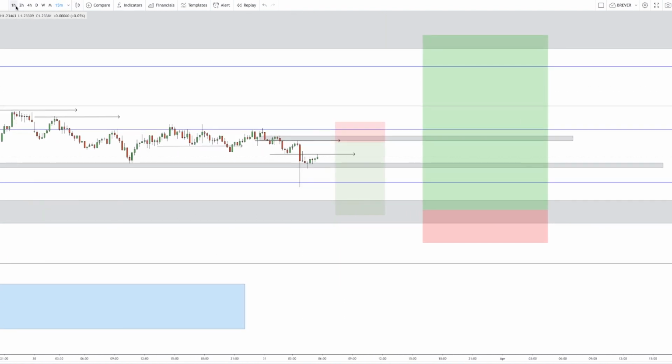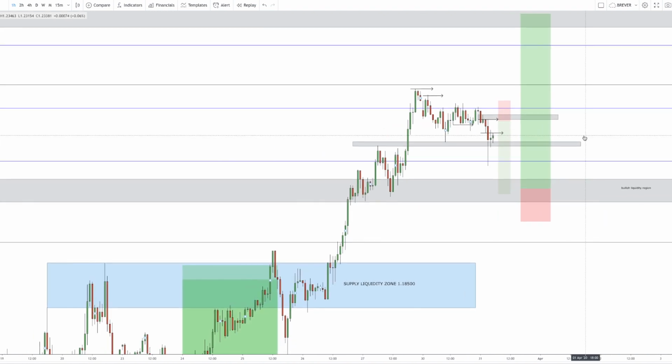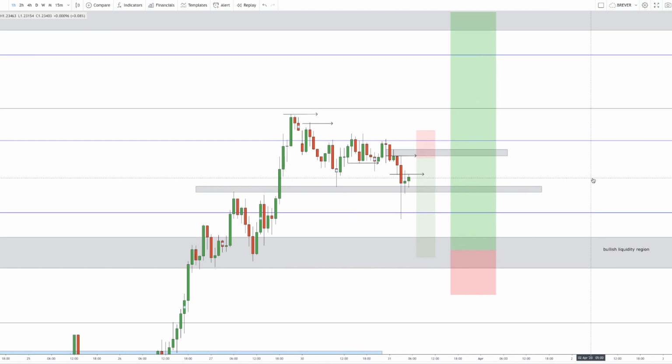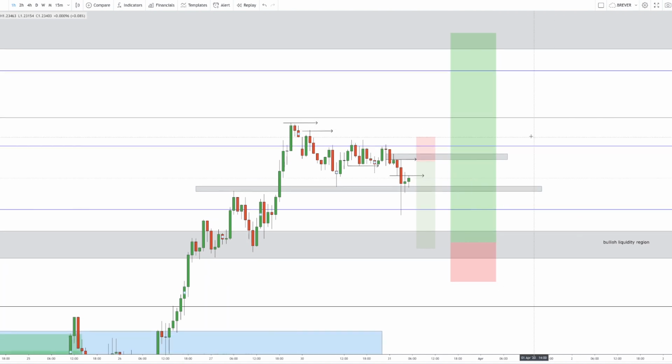So this is how you can analyze a pair top down and get intraday trades in such a market condition. I hope you guys enjoy the trade, and let's hope we'll be able to push it down and then bring up those bulls. Stay safe, and see you guys later.